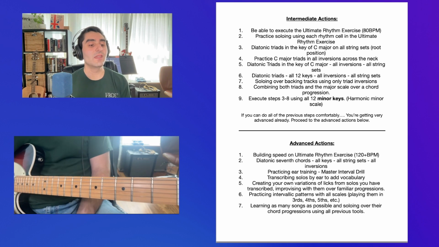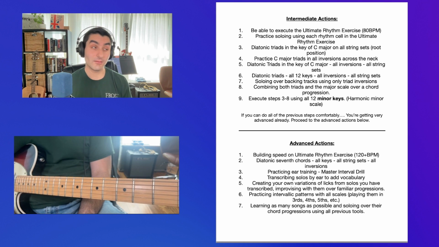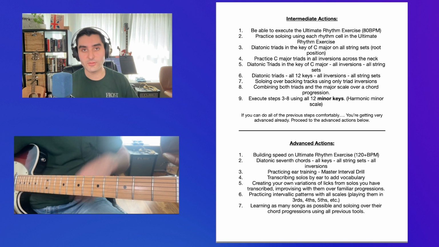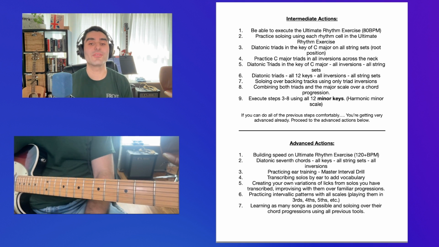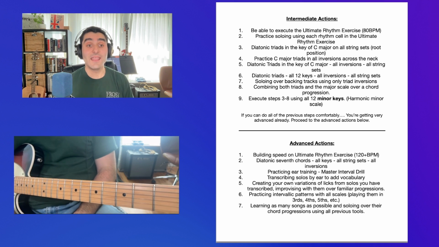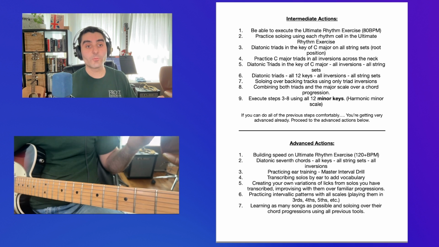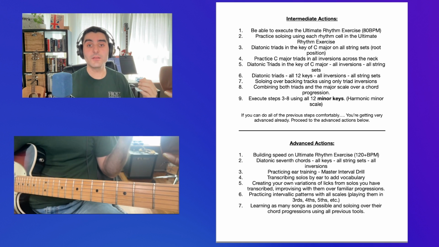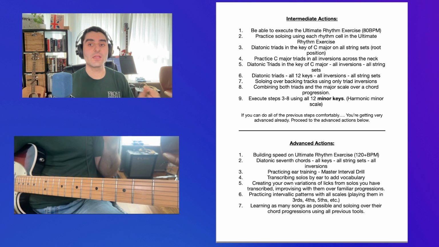Intermediate actions. Now you've already gotten a very basic handle on rhythm. You can at least execute quarter notes, eighth notes, and 16th notes cleanly to an extent. Now you need to start building up your rhythmic vocabulary. So action item number 1 is going to be able to execute the ultimate rhythm exercise.